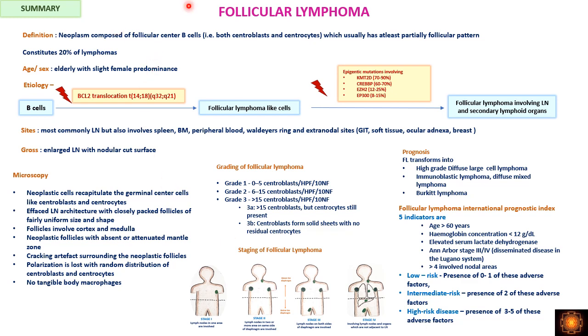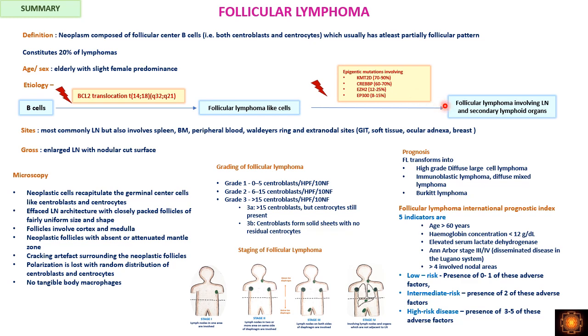Now this is a summary as a whole. If you remember, the definition is, this is a neoplasm composed of cells of follicular center B cells. They constitute about 20% of the lymphomas and are more common in females in the elderly age group. And when we see the pathogenesis, the B cells which have BCL2 translocations are called follicular lymphoma-like cells, which are the precursors. And these follicular lymphoma-like cells in the germinal centers, while proliferating, further acquire mutations. And when they acquire these mutations, they transform into the tumor cells, giving rise to follicular lymphoma.